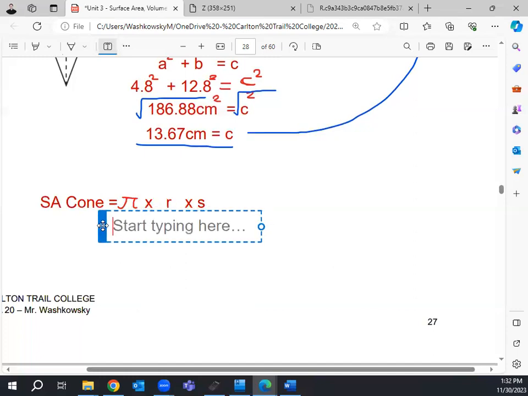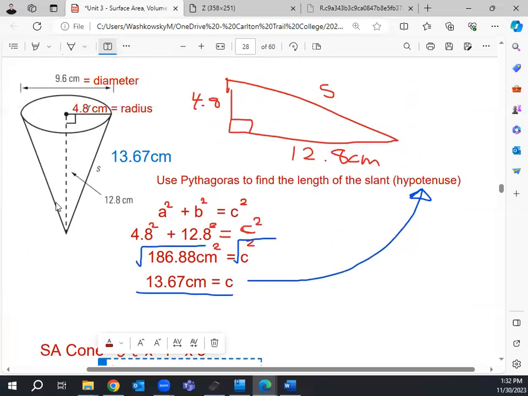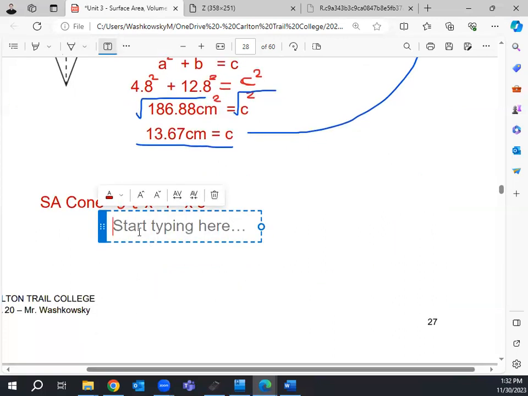So then all I have to do now is just plug my numbers in, right? What's my radius? 4.8. It's 4.8. It's not 9.6. Again, we did this 5 minutes ago. That's why we write those things out for us. It's 4.8 was my radius. 9.6 is the diameter. So it's equal to pi times 4.8 centimeters times my slant was 13.67 centimeters.